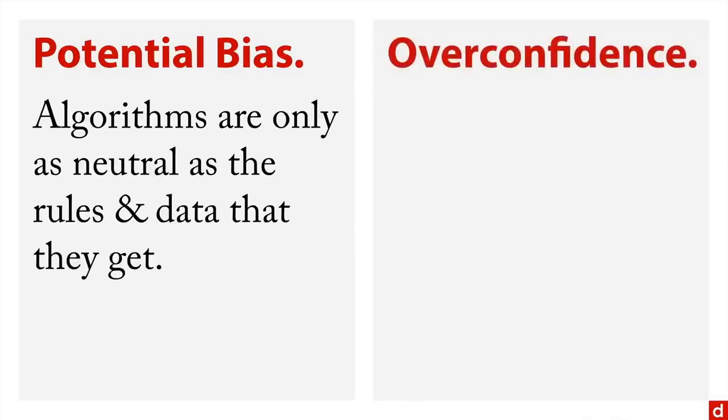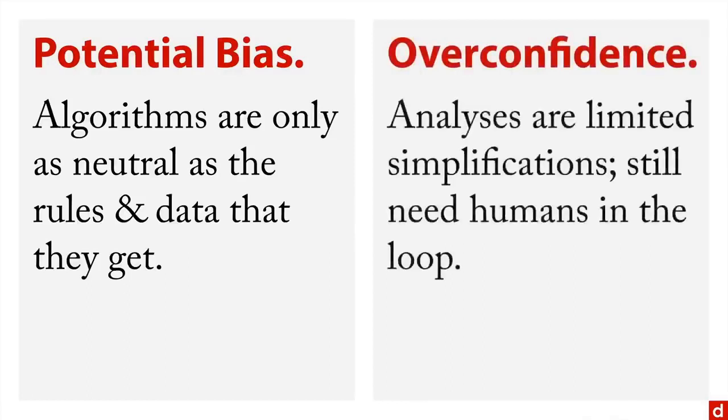Another issue is overconfidence. The idea here is that analyses are limited simplifications. They have to be. That's just what they are. Because of this, you still need humans in the loop to help interpret and apply this. The problem is when people run an algorithm, they get out a number, say to 10 decimal places, and they say, this must be true, and treat it as written in stone, absolutely unshakable truth.